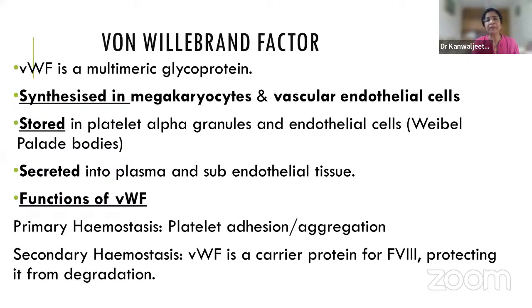Von Willebrand factor, what it looks like and what it does. It is a multimeric glycoprotein which is synthesized in megakaryocytes in the bone marrow as well as vascular endothelial cells. So there are two sources, stored in the corresponding cells: platelet alpha granules, and in the Weibel-Palade bodies in the endothelial cells. It is secreted into the plasma or into the endothelial tissue upon trauma.